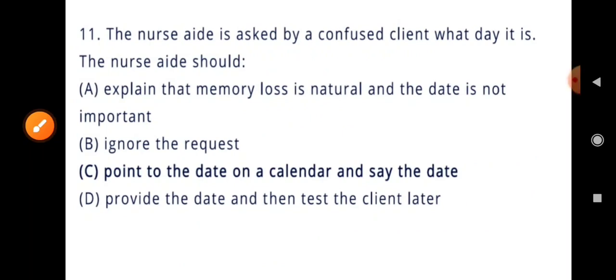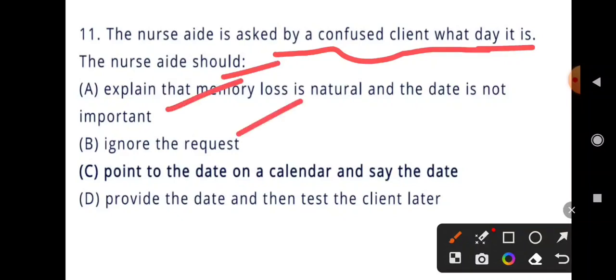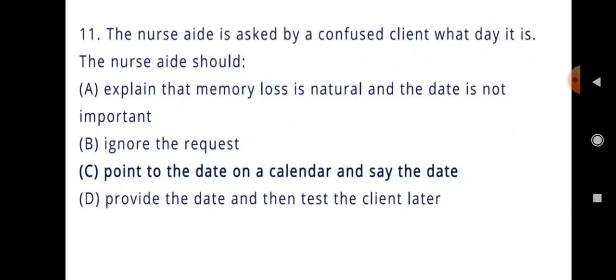So next, the nurse aide is asked by a confused client what day it is. The nurse aide should: explain that memory loss is natural and date is not important, ignore the request, point to the date on a calendar and say the date, provide the date and then test the client later. So option C, point to the date on a calendar and say the date.